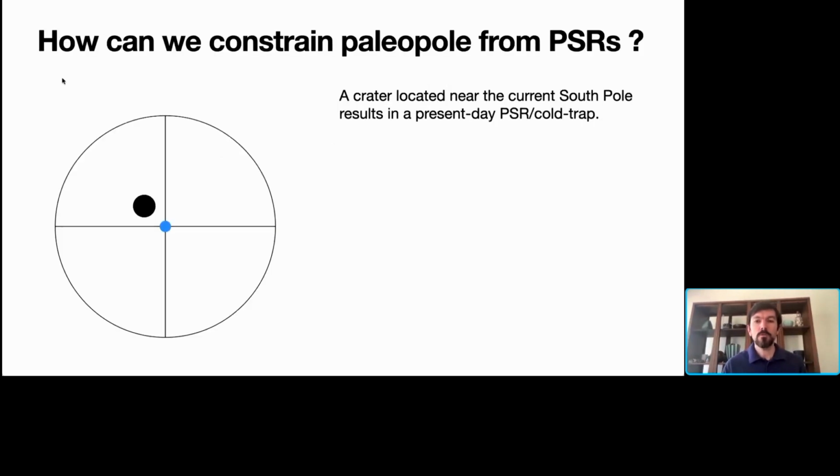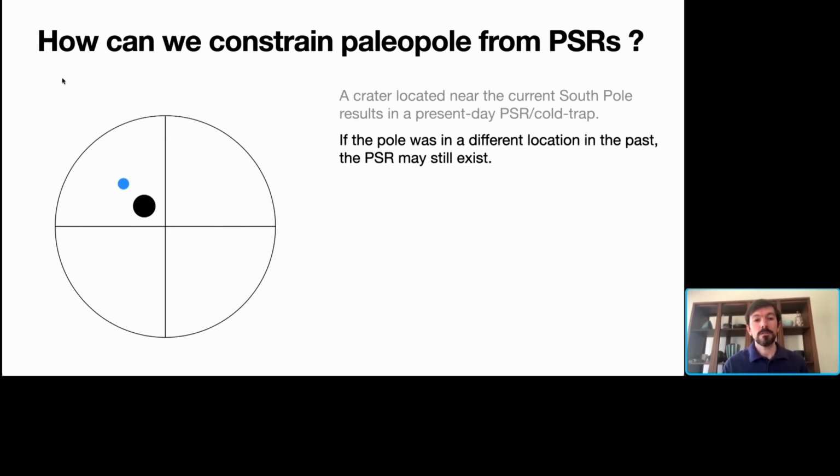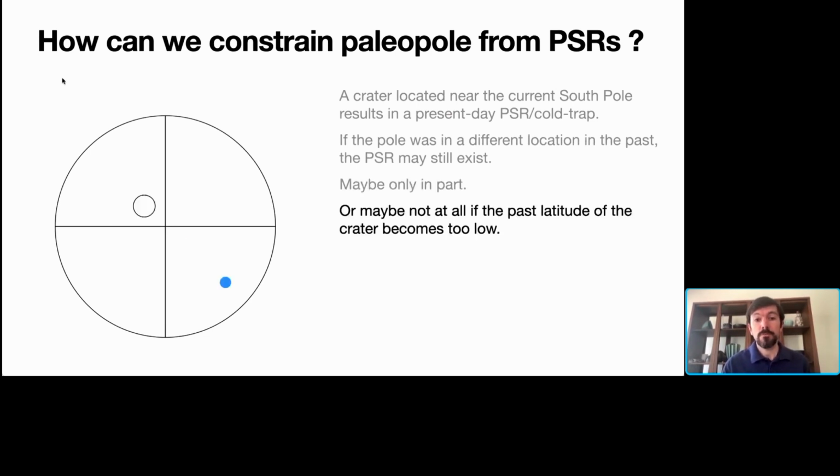To illustrate, why would a spin axis change relative to the crust change the stability of the PSRs? Here's an example where we have the current pole, the blue point at the South Pole, and a nearby crater that is a permanent shadow. As we move the Paleopole position, that crater could still host a PSR and so be a long-lived cold trap. On the other hand, if you move the other way, maybe only part of that permanent shadow region would also have been a cold trap in the past. And if you move further out, then maybe that's a completely warmer, low-latitude region in that configuration, and not an old PSR.